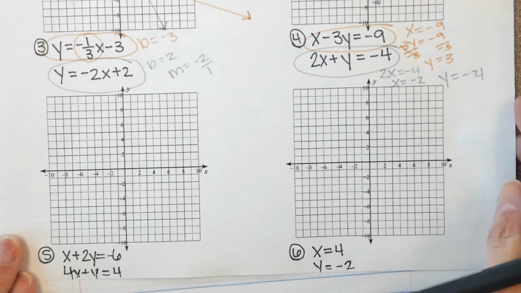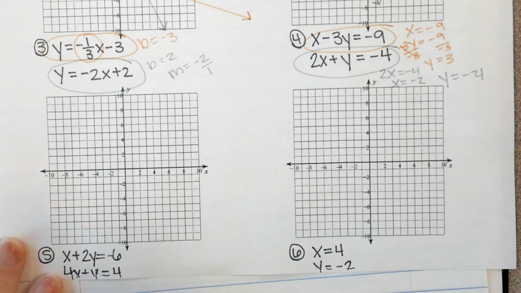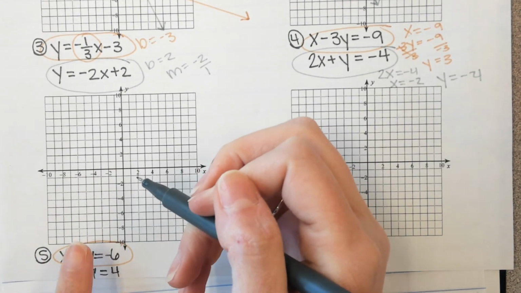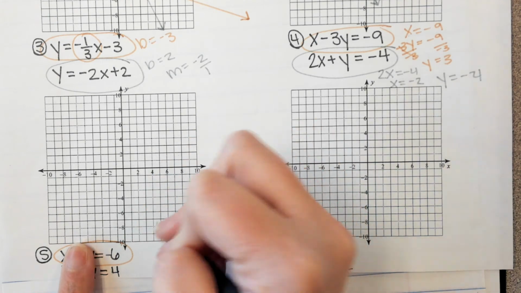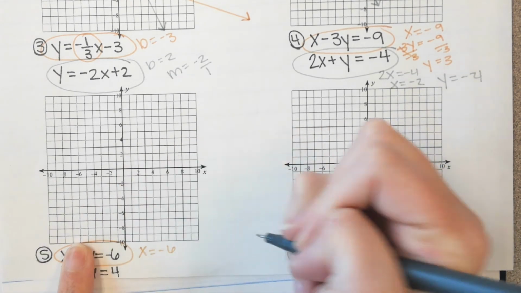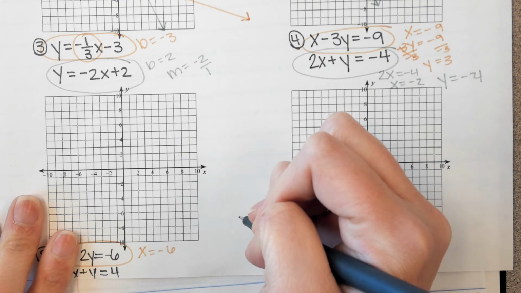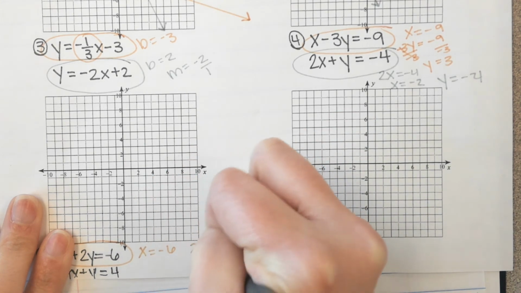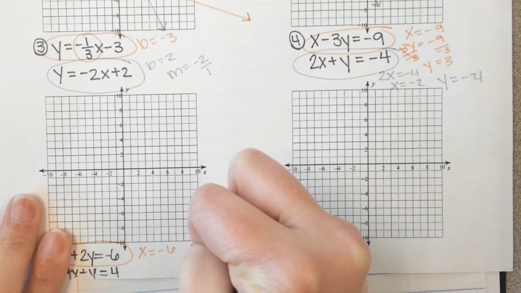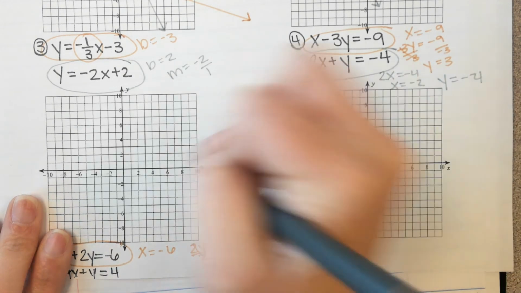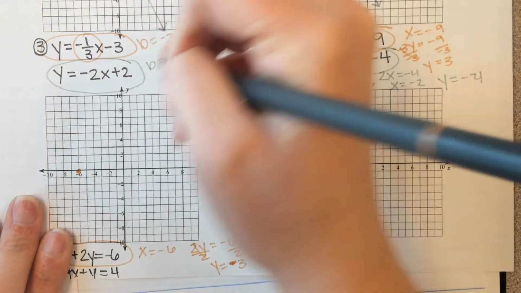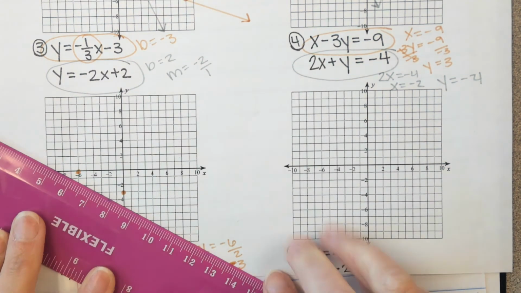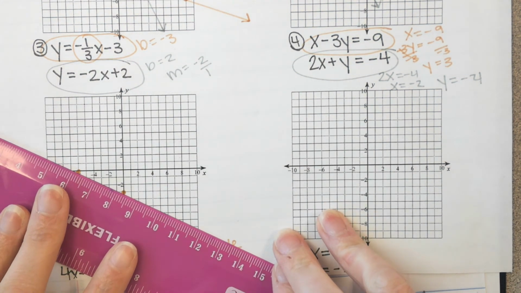All right. Number 5, we're going to do the same way. They're in standard form. So let's start with the first one. To get x, I'm going to cover up y. And so I have x equals -6. For y, I'm going to cover up x. So 2y equals -6. Y equals -3. So I'm going to go to -6 on the x. I'm going to go to -3 on the y. And make a line.